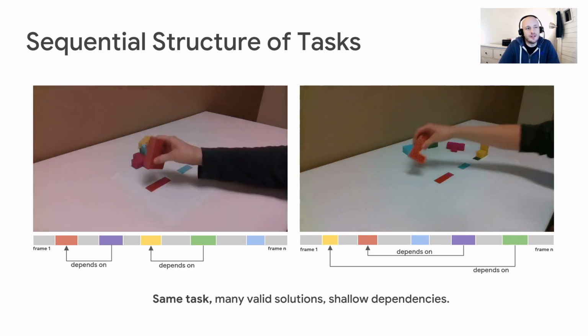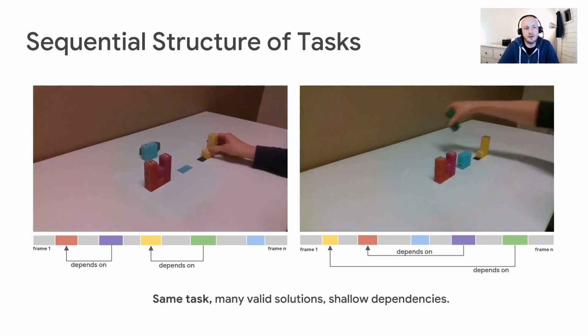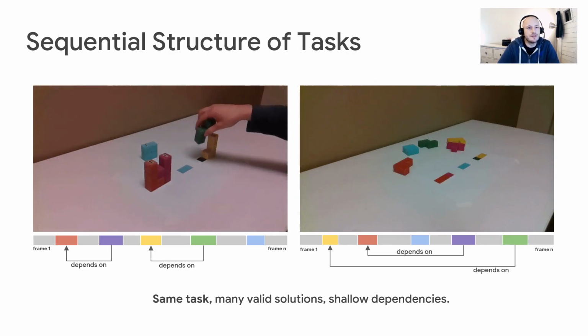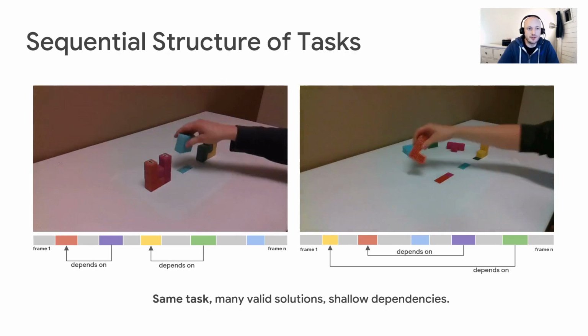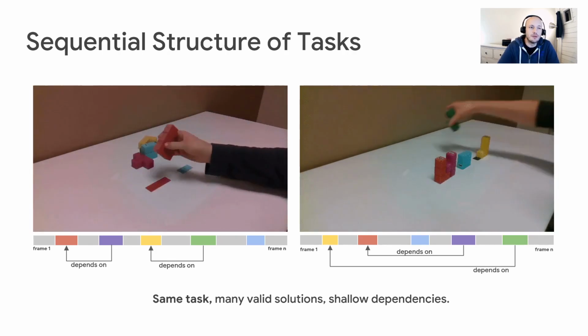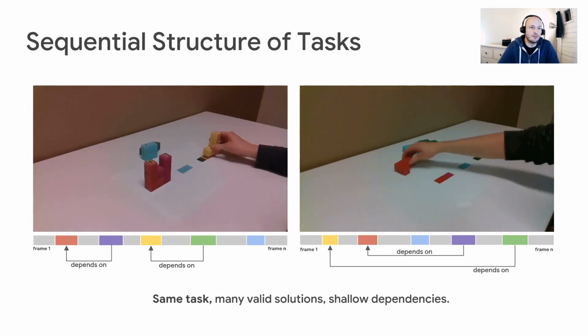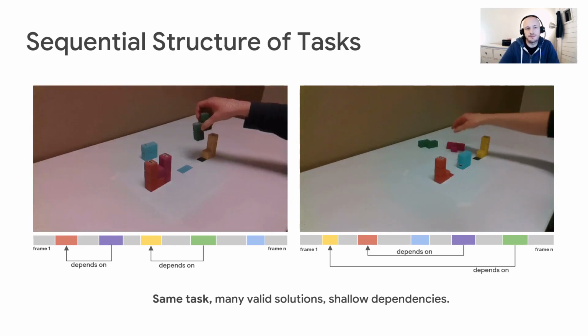Our goal is to understand the combinatorial landscape of how different actions can lead to the same outcome. In these examples, the same task is performed with different sequential orders of actions. In the left example, the purple block is put on top of the red block first, while for the right example, the yellow and the red block are put in place before the other blocks.